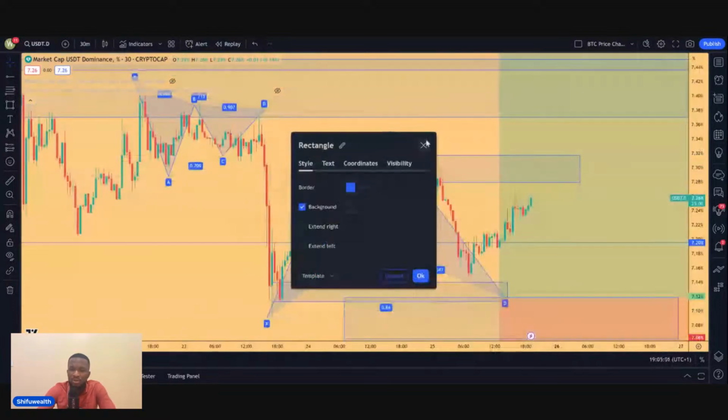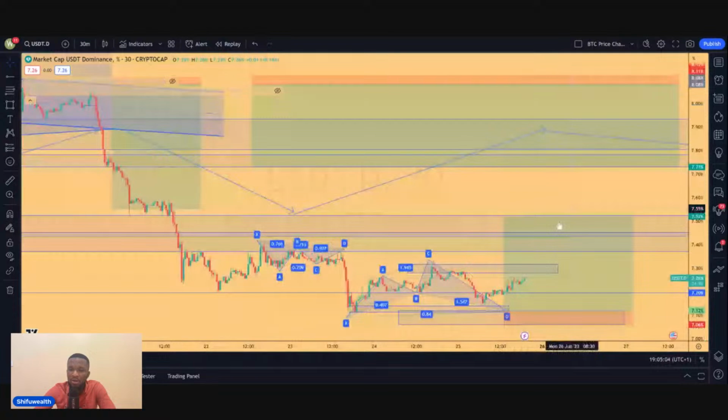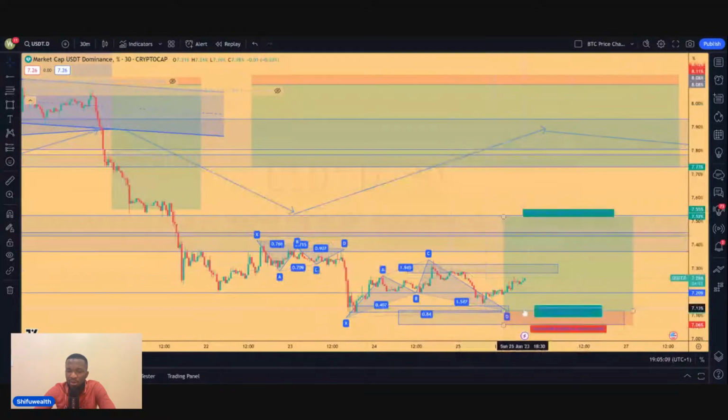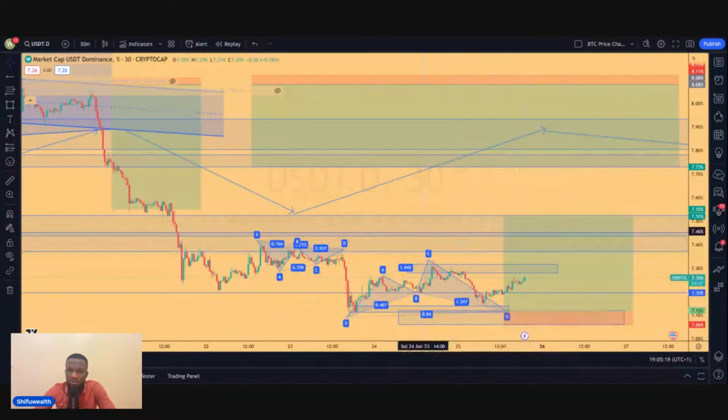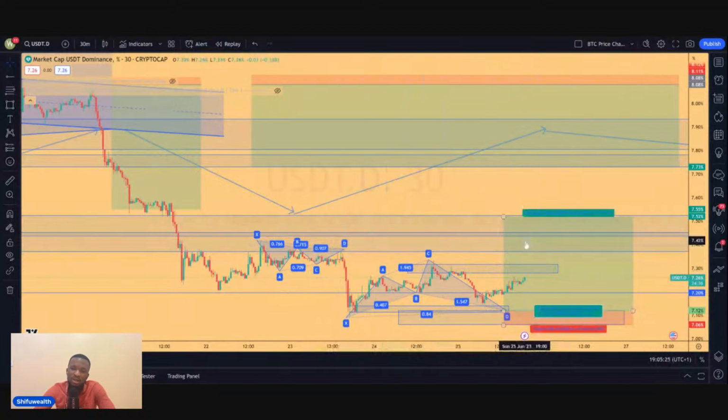This is what I was expecting: if price breaks above here, then definitely price is going into the zone. The same area I highlighted, which is 7.40% to 7.52%. But this is the unique thing here. Even though price is getting into this zone, I believe that what price wants to do is just retest and then continue going lower.